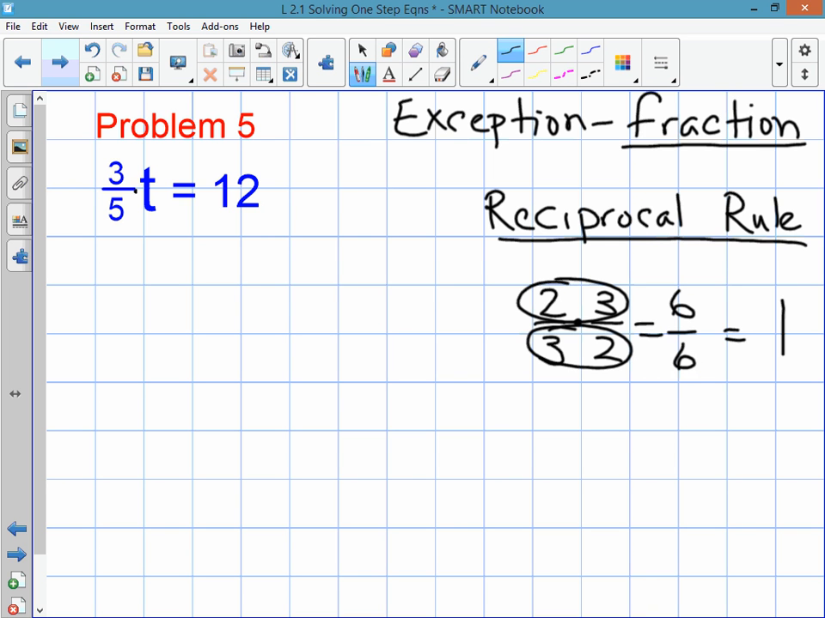So in this problem, to get the T all by itself, I'm going to multiply the left-hand side by the reciprocal of 3/5, which is 5/3. And what you do to one side, you do to the other side. 5/3 times 3/5 gives you 1 T. On the right-hand side, 12 times 5/3, you make the 12 a fraction by writing it over 1. 12 times 5 is 60. 1 times 3 on the bottom is 3. And 60 divided by 3 is 20, so T equals 20.